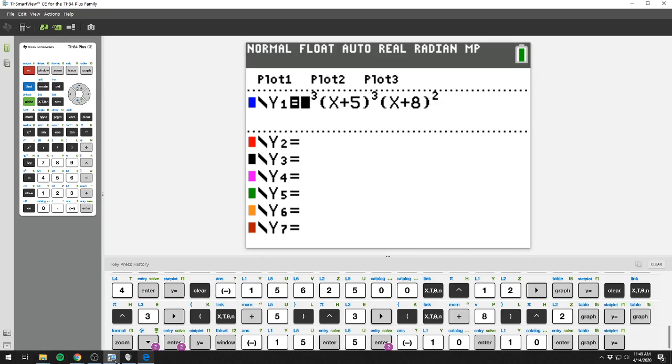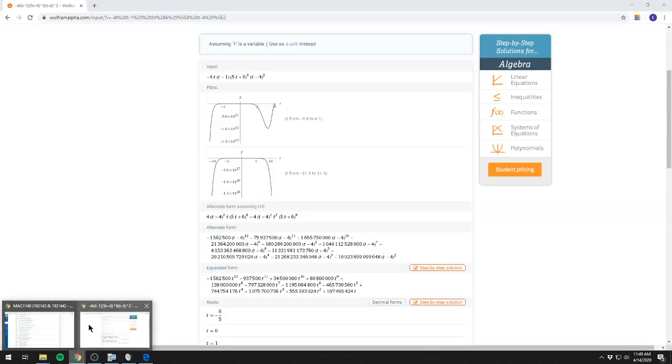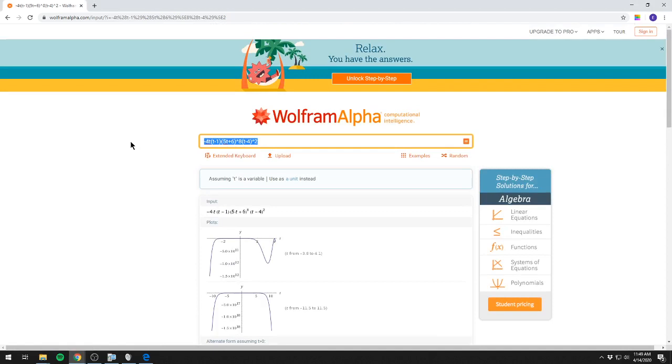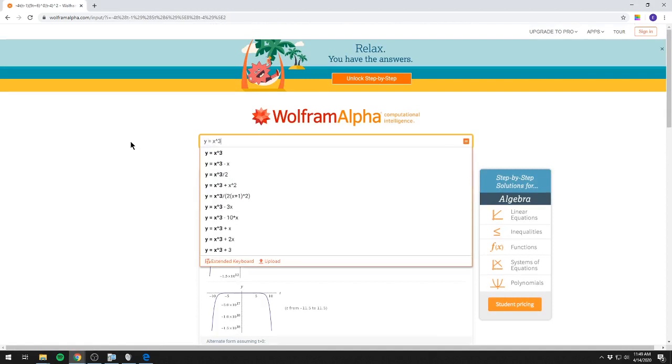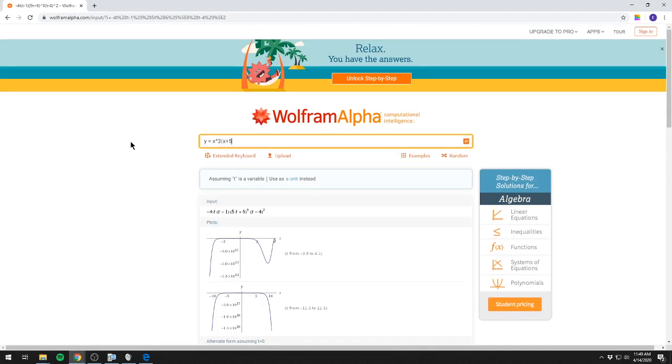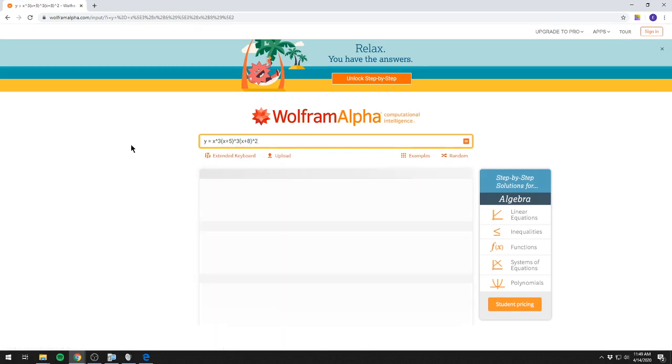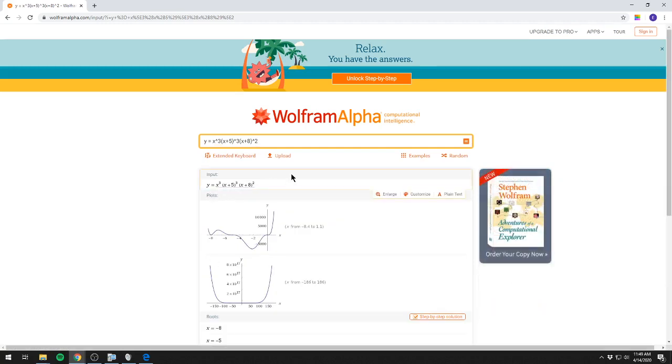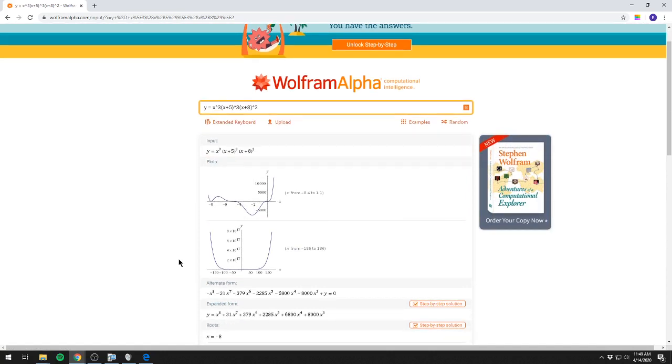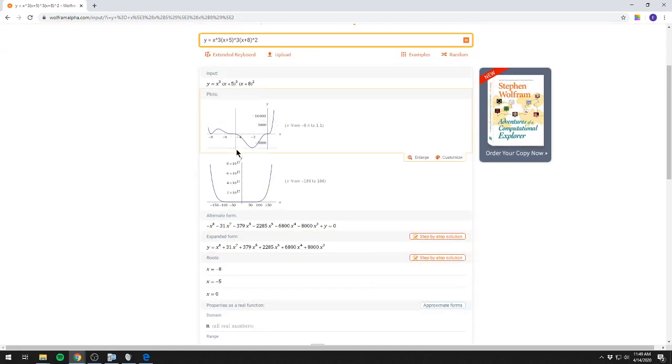Let me try it in Wolfram Alpha. It's a little more powerful. So y equals x raised to the third power times x plus 5 raised to the third power times x plus 8 raised to the second power. See, that's zoomed way too far out. Let's see if I can enlarge it. Of course, not free. All right, well, I can kind of talk about the combination of what I want to do here.